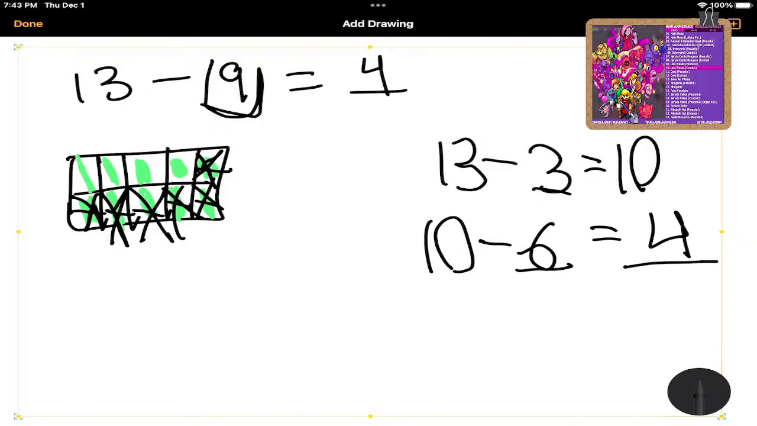Now how do we check our work? By putting 13 in my head, subtracting 9. 13, 12, 11, 10, 9, 8, 7, 6, 5, 4. Okay. We'll do one more till you get it right.